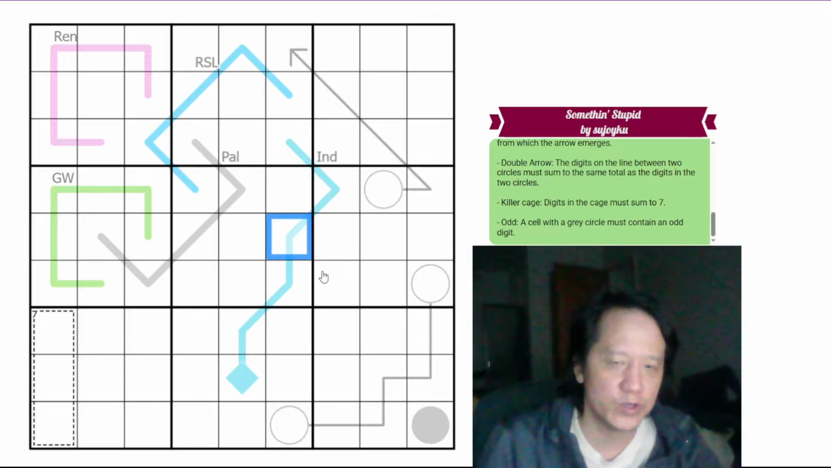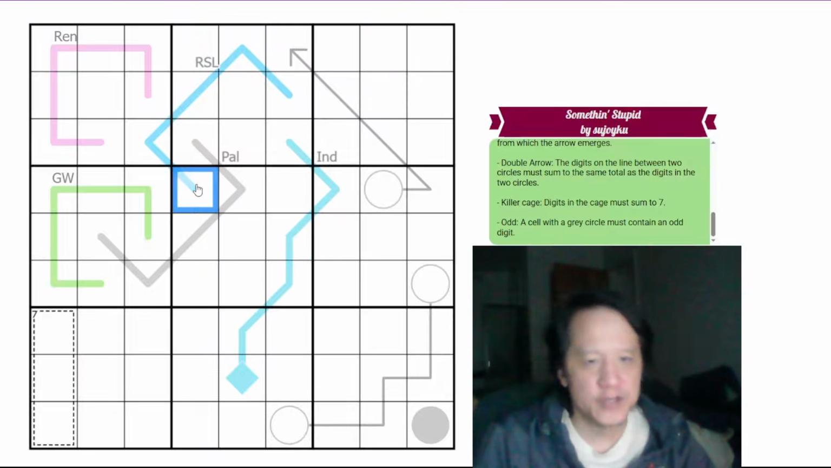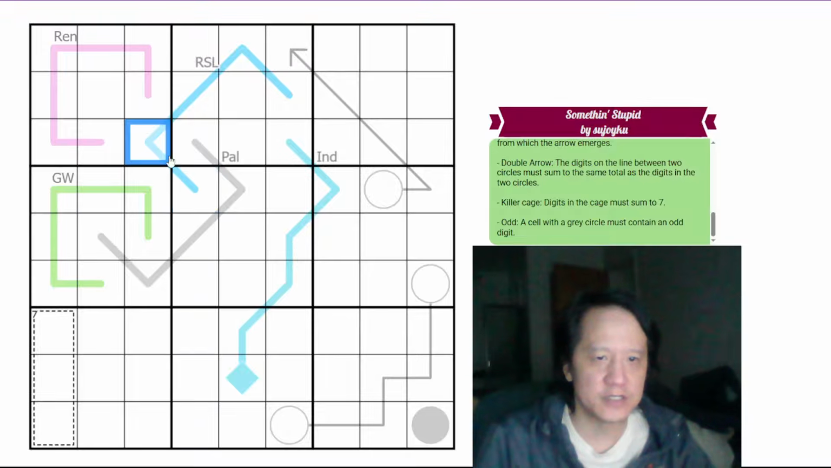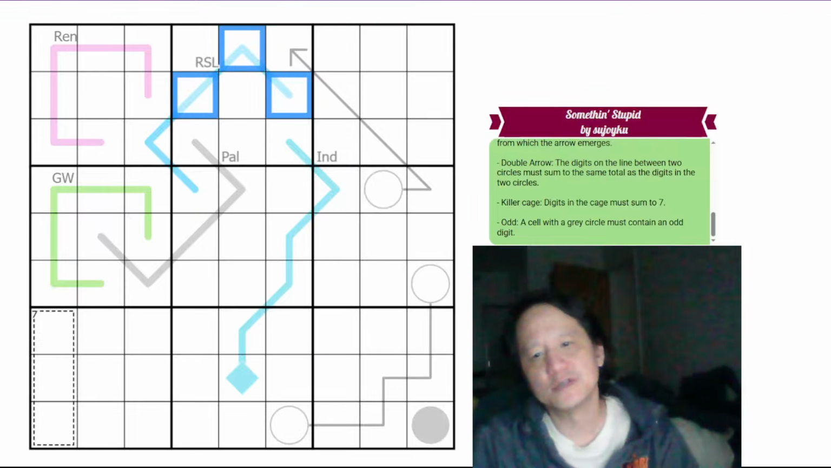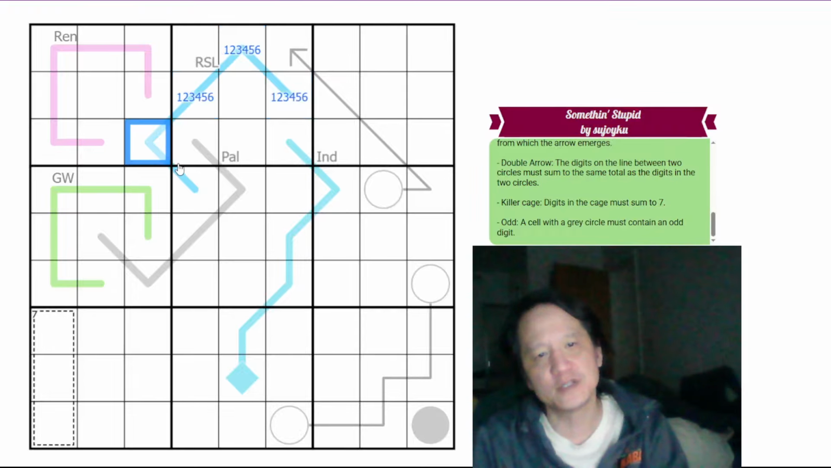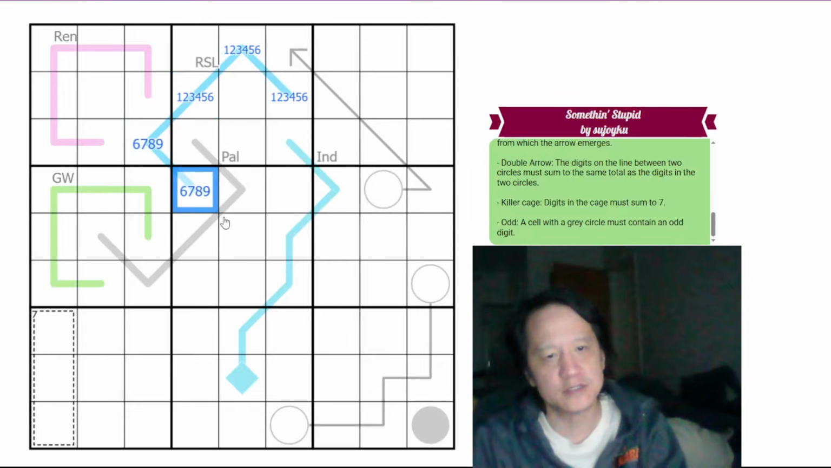Where do we start? This is the same digit as this, and they must be equal to the same sum as these three. So this has to be 1 through 6, adding up to at most 9, but at minimum 6. So this would be 6 through 9, this is 6 through 9. These are the same digit.